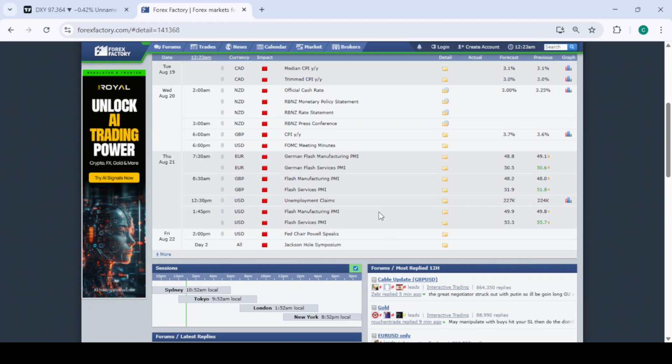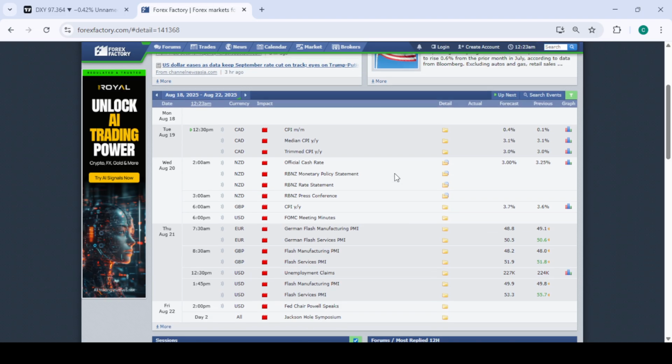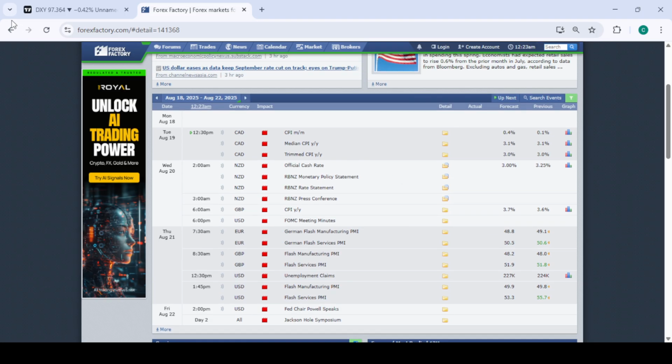And then on Friday, Fed Chair Jerome Powell will be speaking, and there's also this annual symposium that is held. It's called the Jackson Hole Symposium, which is also on Friday. So let's take note of these fundamentals and news for the coming week. Now let's jump into the charts.